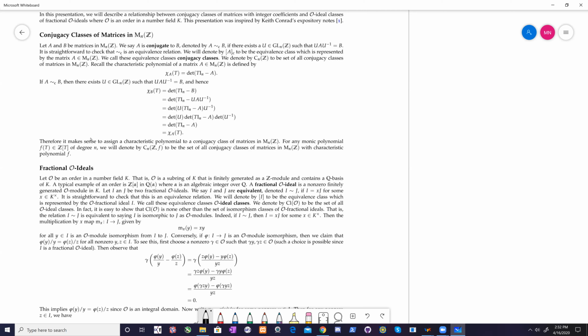So it makes sense to assign a characteristic polynomial to a conjugacy class of matrices in M_n(Z). For any monic polynomial f(t) of degree n, we will denote by C_n(Z, f) the set of all conjugacy classes of matrices in M_n(Z) with characteristic polynomial f. Let me just summarize real quick.